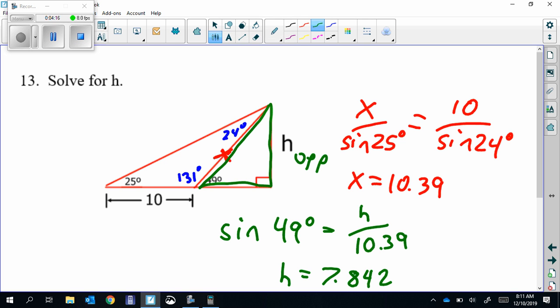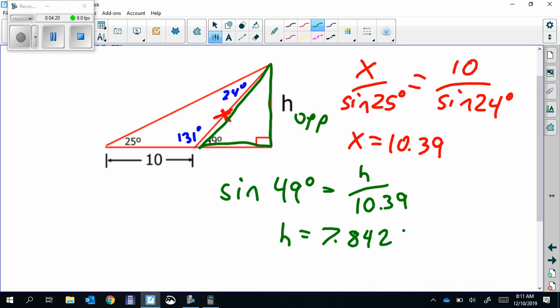There's no units anywhere in this problem, so we don't know if it's feet, inches, meters, miles, whatever. That's just what it is, 7.842.